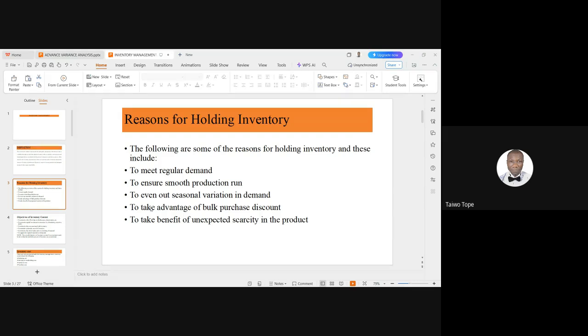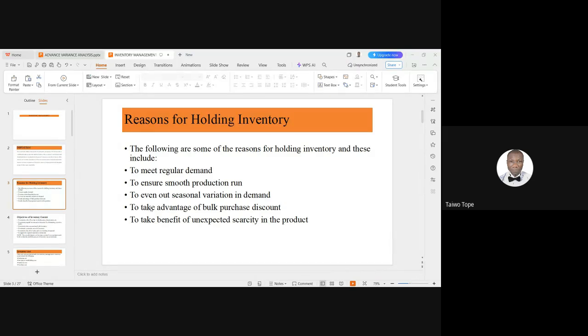Another reason for holding inventory is to take advantage of bulk purchase discounts. Maybe there's an opportunity that when you buy 1,000 units, you get a discount of 1%. When you buy 2,000 units, you get a discount of 1.5%. So you want to seize that opportunity, and that can be another reason for holding inventory.